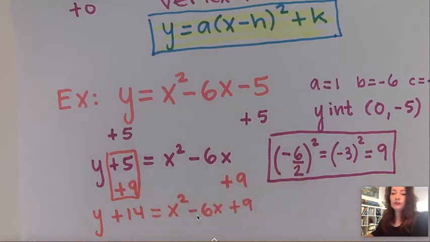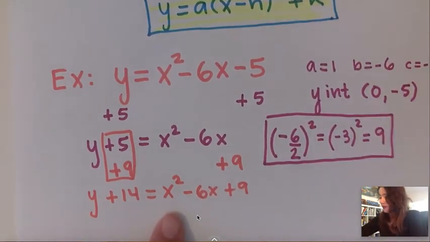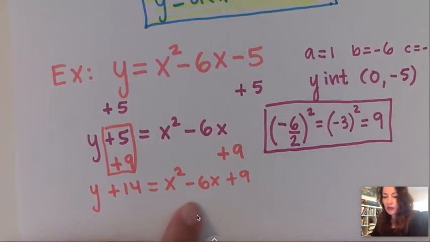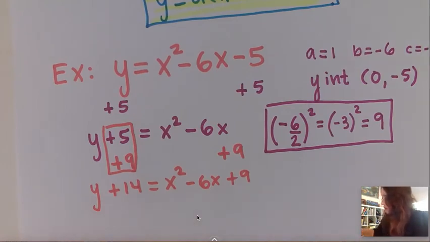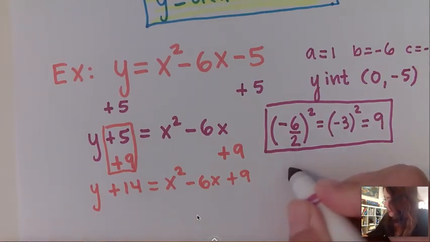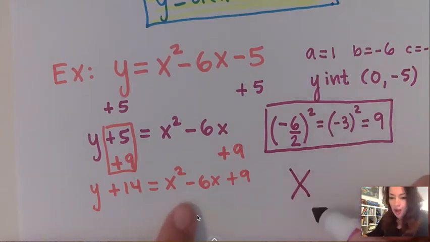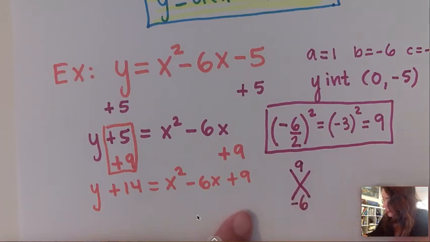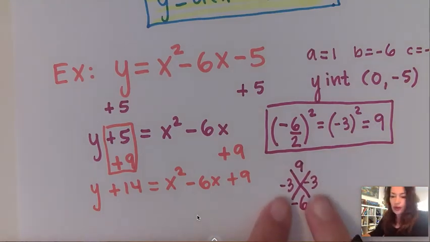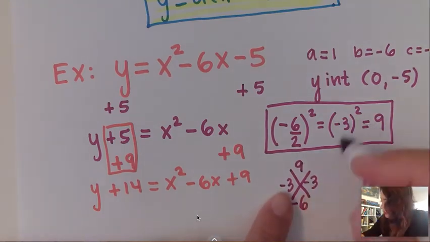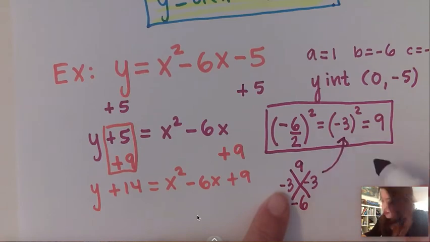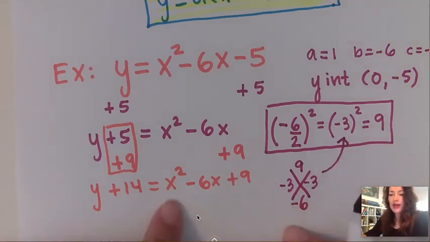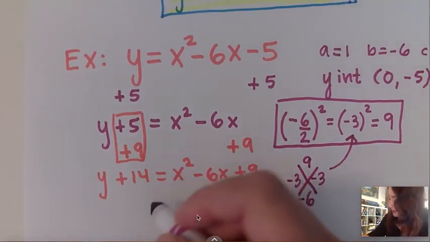Once we have completed the square, we can now factor this perfect square trinomial. You can probably do this mentally. What two numbers multiply to give 9 and add up to negative 6? If you said negative 3 and negative 3, you are correct. That is no coincidence, since it matches half of our b. So let's rewrite that.